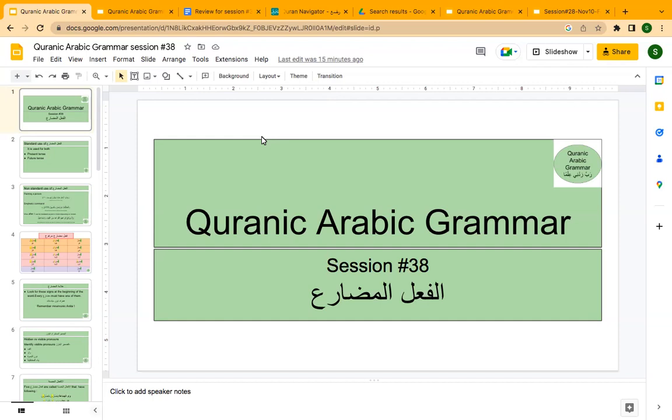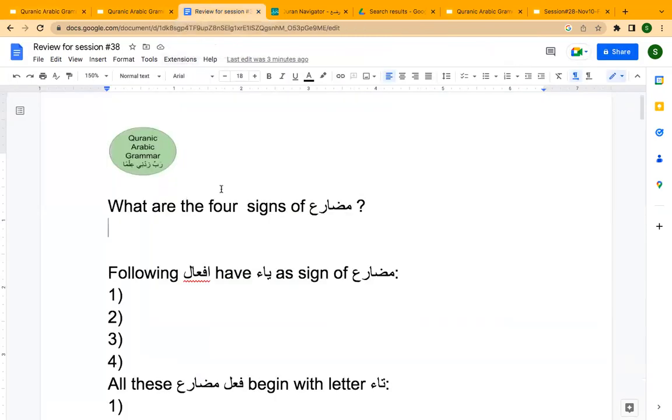Ameen ya Rabbal Alameen. So here we are with our session number 38. Let's start with review. I hope you were able to complete the task that was assigned to you, and everyone is now able to recite Mudare chart. But before we do that, we will start our review, and then I will come and ask a few of you to recite the table. Okay, inshallah. Bismillah Rahman Rahim.